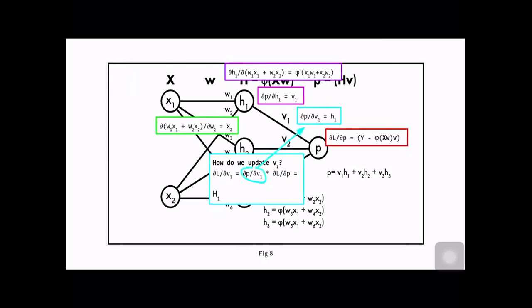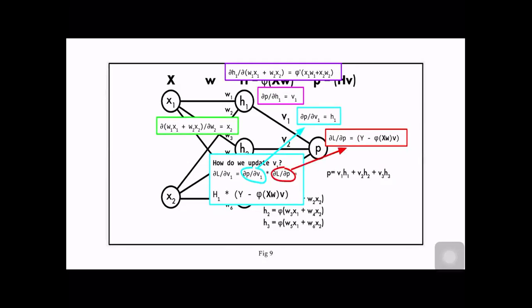Let's calculate these values one by one. We know that del P by del V1 is H1, which is given by this equation here. If I just take the gradient of P with respect to V1, it just leaves me H1, right? So the value is H1. And del L by del P is given by this term here. All we do is multiply these terms, and that's our gradient with respect to V1. So we can successfully update V1 now, because the only unknown parameter there was del L by del V1, and now we know that, right? Our step size is decided by us, which is eta.